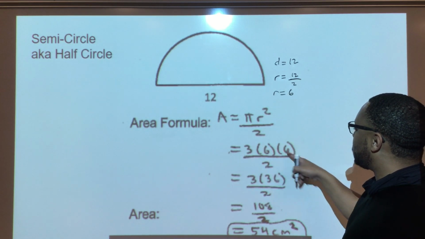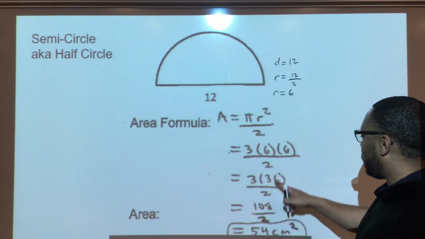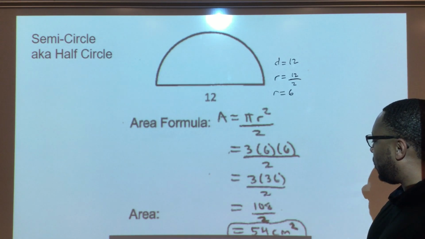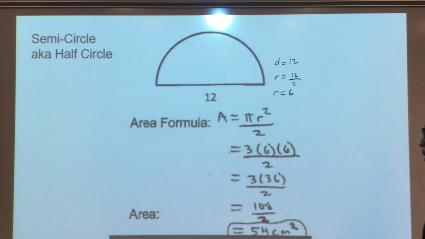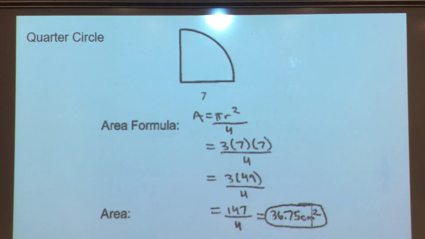6 squared is 6 times 6. And we're using 3 for pi. 3 times 36, 108. 108 divided by 2, 54 square centimeters for the half circle. And now we're going to move to a quarter circle. And a quarter circle is literally 1/4 of a full circle, which is why we divide it by 4.